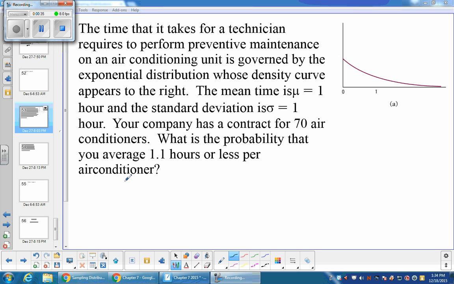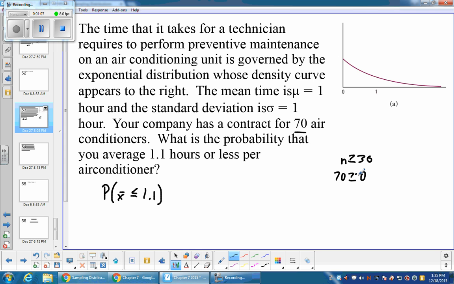All right, to do this, we look at this and we say the probability that my X bar, what's the probability that you average 1.1 hours or less, less than or equal to 1.1. Now, there's some things we have to check out first. First off, we have to see if we can use a normal distribution. So here we have 70. 70 is greater than 30.